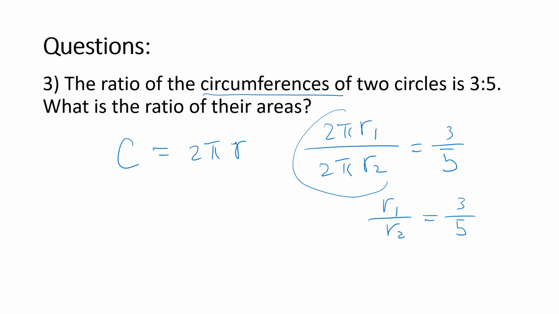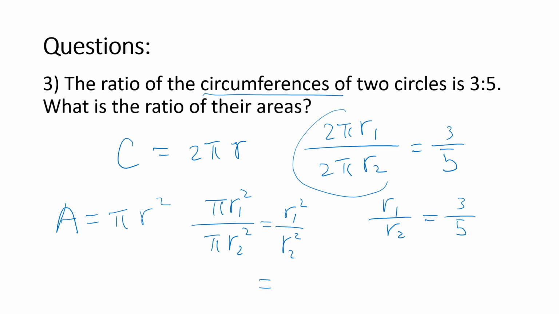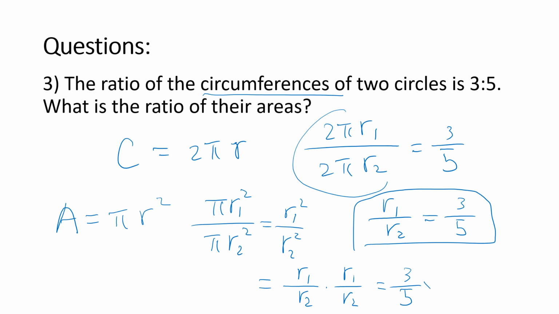Now we need to look at the definition for the area of a circle. The area of a circle is pi r squared. And for area number 1 over area number 2, it is pi r1 squared over pi r2 squared. Pi over pi is 1, so this gives you r1 squared over r2 squared. We can simply write this as r1 over r2 multiplied by another r1 over r2. We have the ratio for r1 over r2, which is 3 over 5, multiplied by another 3 over 5. Therefore, it gives you a ratio of 9/25.